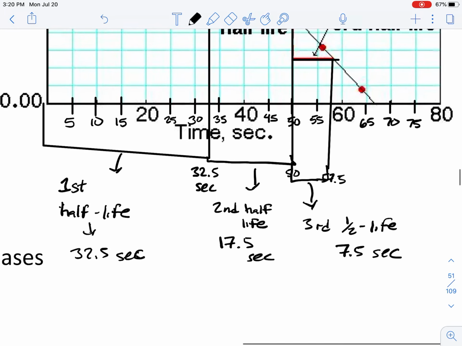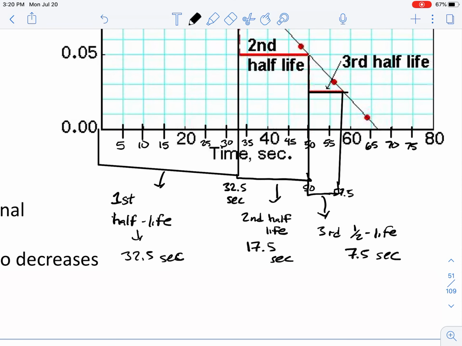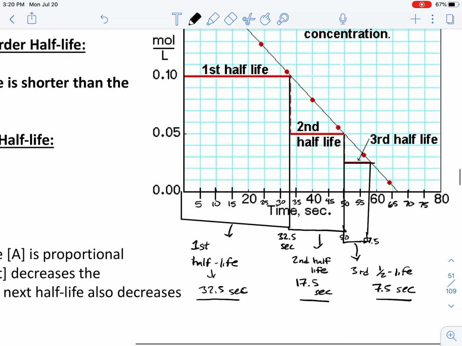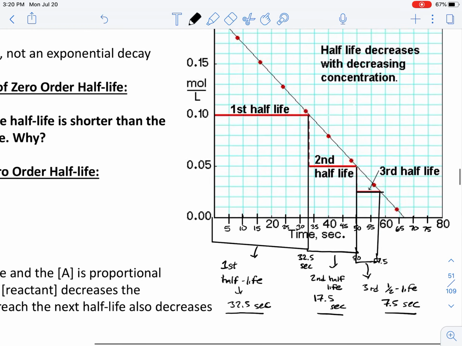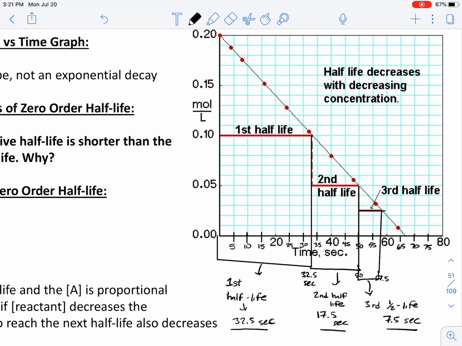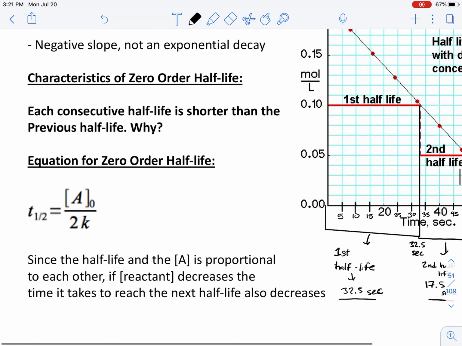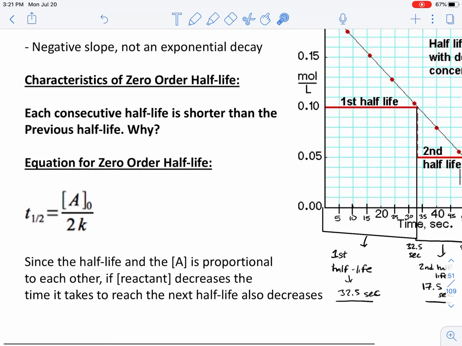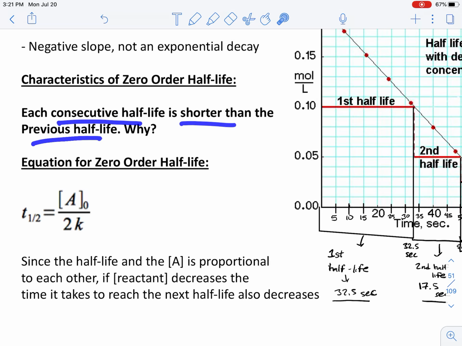All right, so I want you to notice that the consecutive half-lives for zero order decrease, whereas in second order they increase. For first order, it remains constant. So that's a specific characteristic of zero order kinetics from the perspective of half-lives. Each consecutive half-life is shorter than the previous one, and what we want to ask is why.